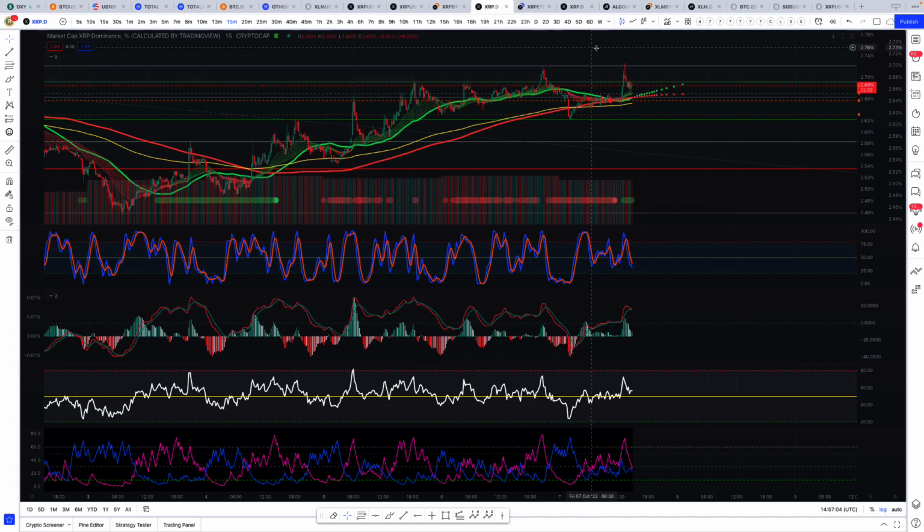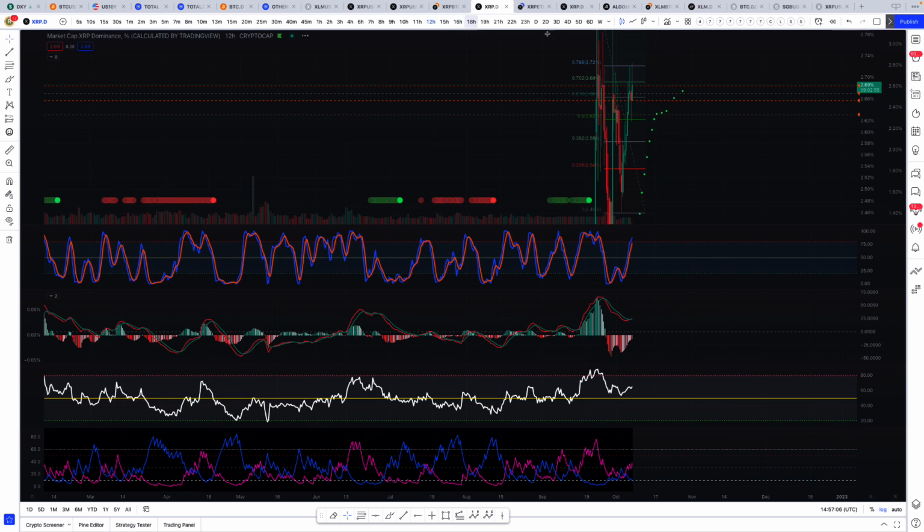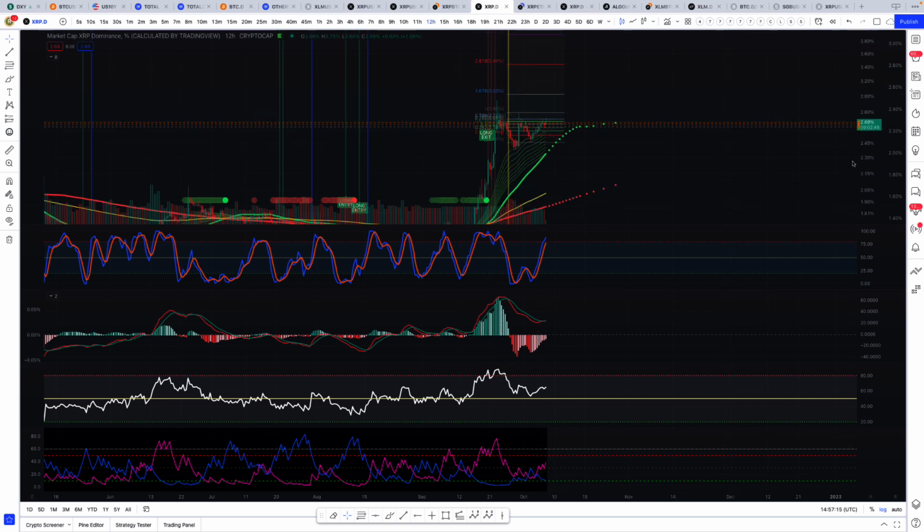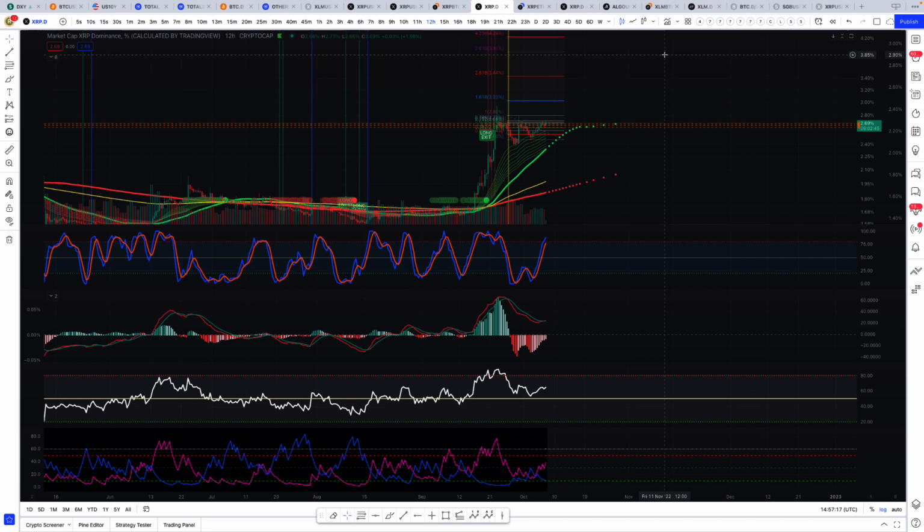And then XRP dominance right now is gaining some momentum. We just really need to get through this 2.72% level, and then 2.80%. We get through there, then now we're flying. And now we can start to say that, all right, 62 cents, 72 cents, $1. That's what's going to get us there.